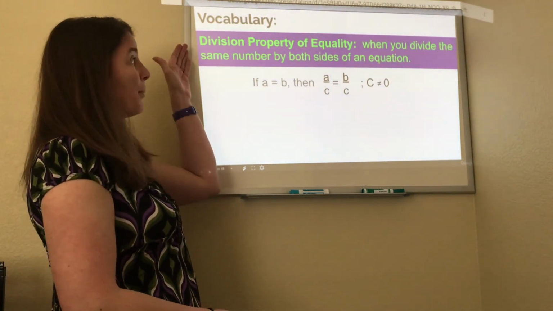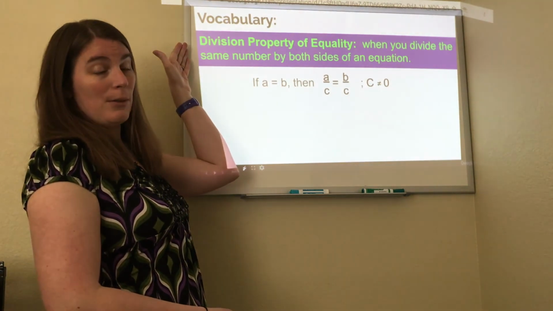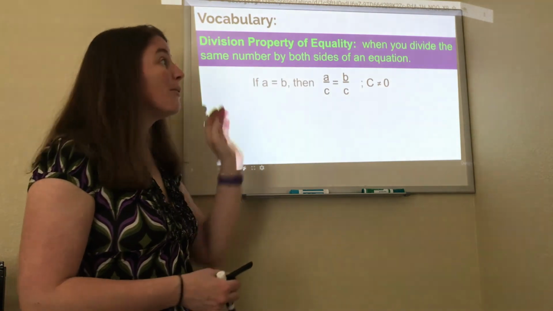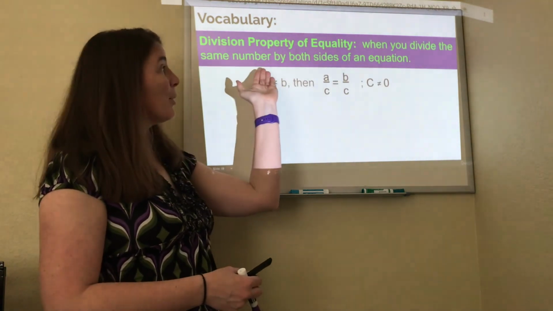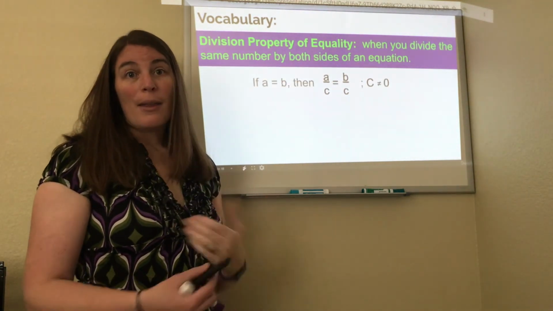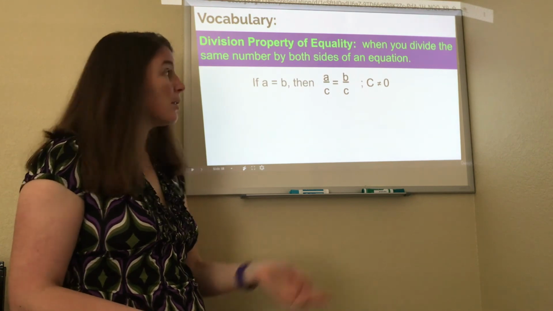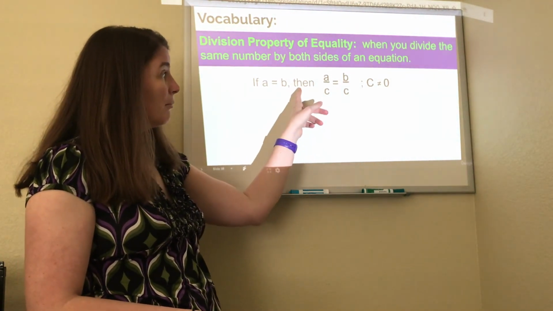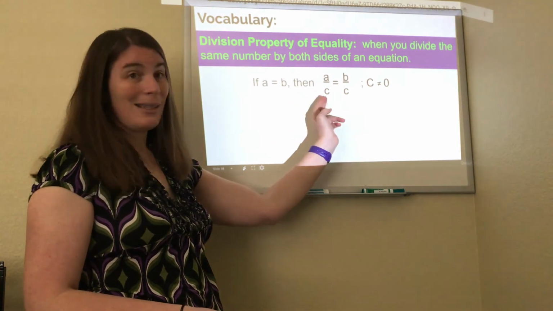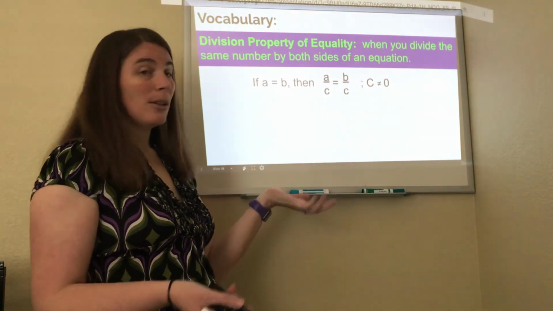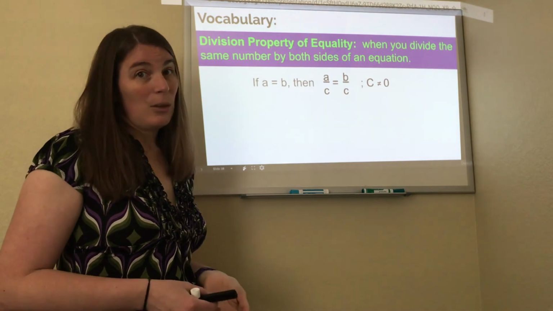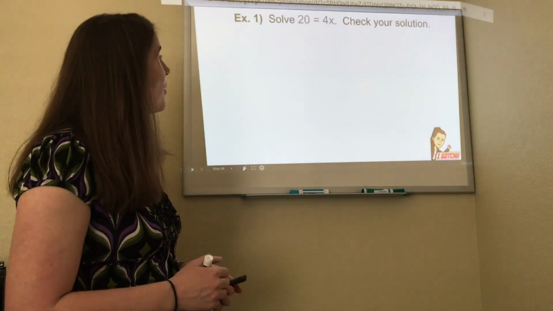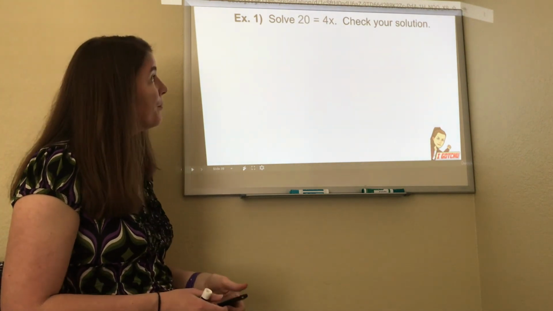The division property of equality is what we're going to be working on today. And that is when you divide the same number by both sides of the equation, they will still be equal. So if A equals B, then if I divide both sides by C, it'll still be equal. However, C can't equal 0, okay, because that would give you an unknown. So let's go ahead and get started with example 1.